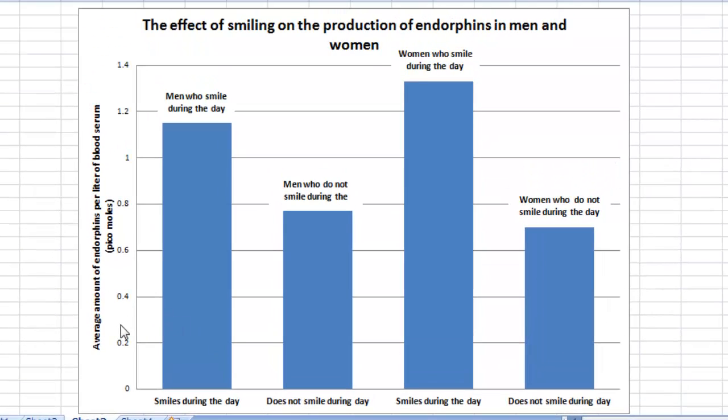In this case, the dependent variable would basically be how much endorphins the person ends up producing. And in this case, it's given in terms of picomoles per liter of blood serum. So to make a bar graph that looks something like this, the first thing to do is to type in your data.